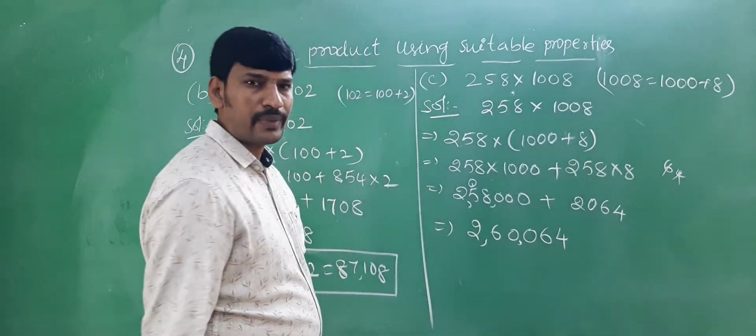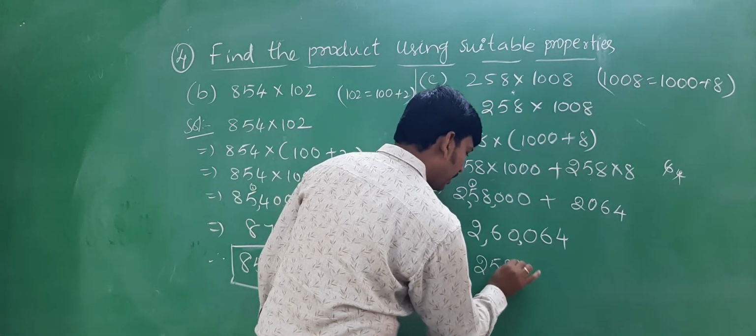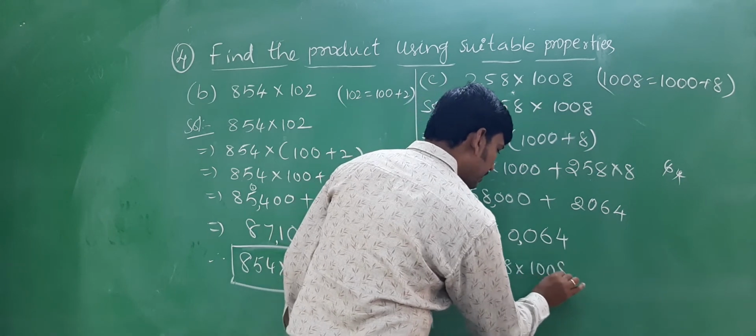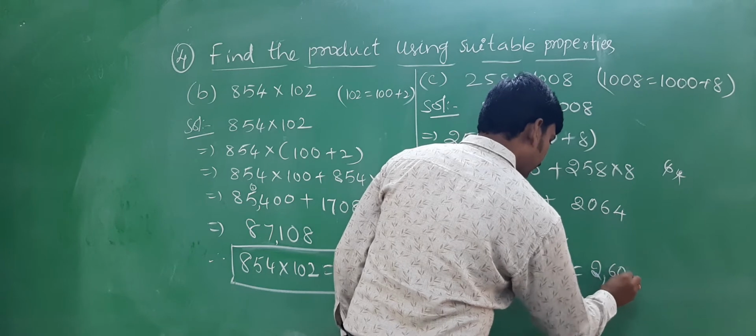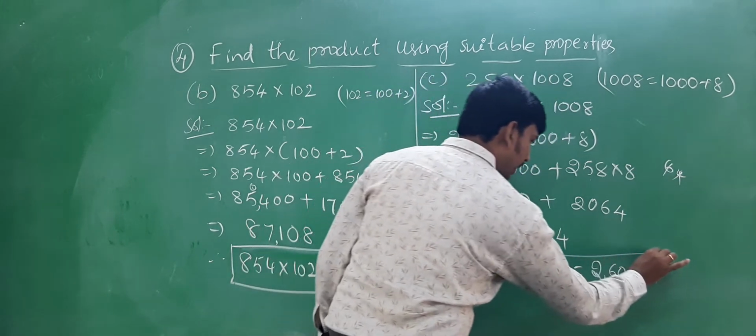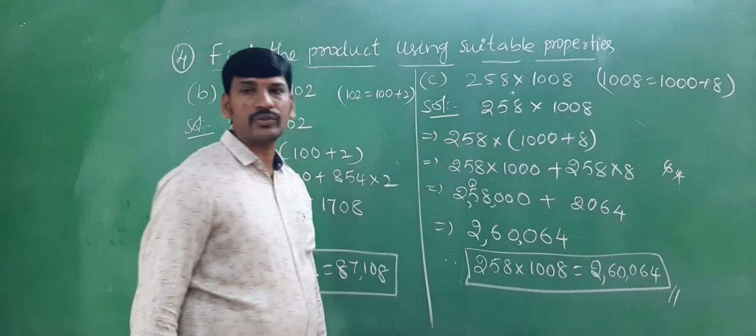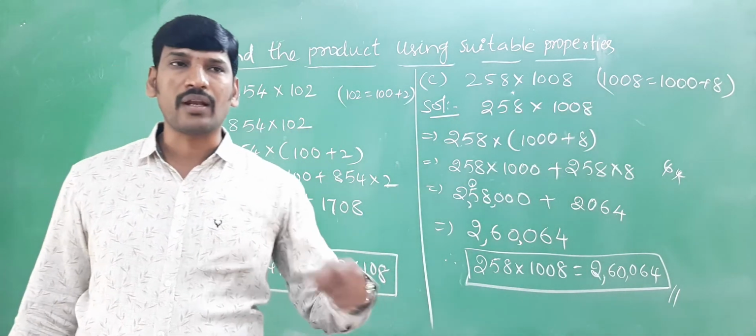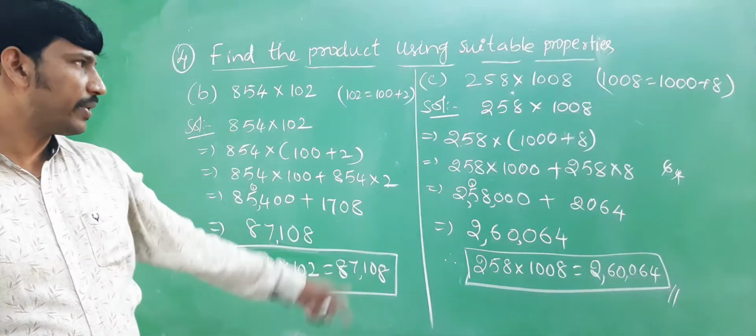This is 2,60,064. So therefore 258 into 1008 is equal to 2,60,064. Okay children, this is your answer. By applying the properties, you will get the solution very easily, very quickly, and the answer will be accurate. Okay children, let's copy these two.